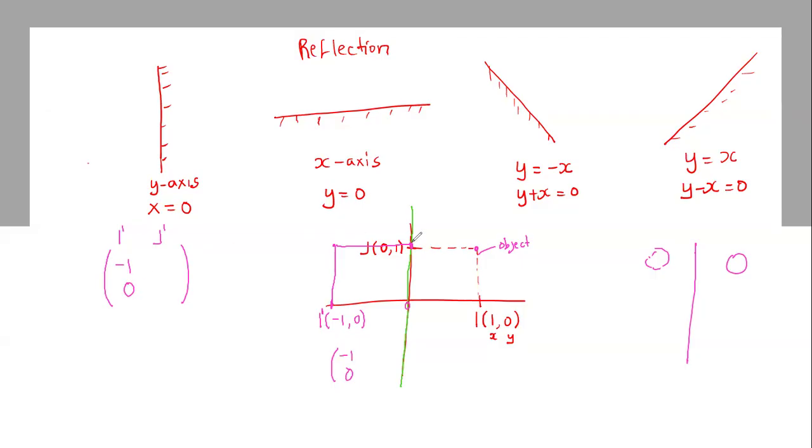Then the j prime has remained on the mirror, so that means its image has remained as 0 and 1. So here I put 0 and 1. And this is what we call the matrix of transformation whenever our mirror is placed along the y-axis.